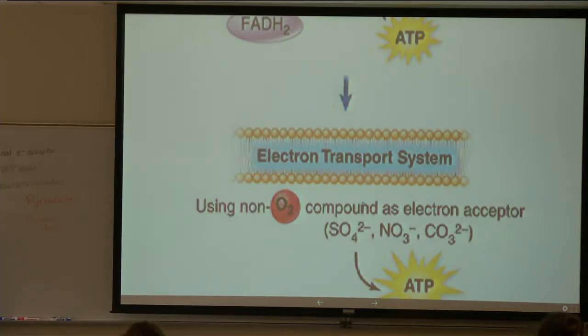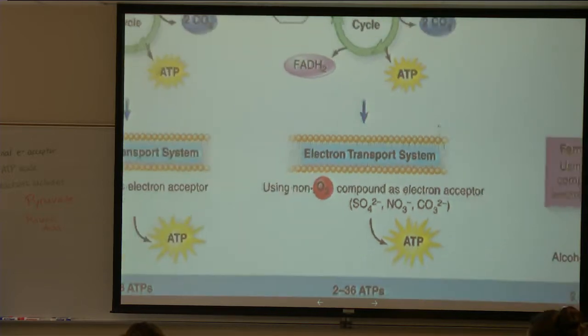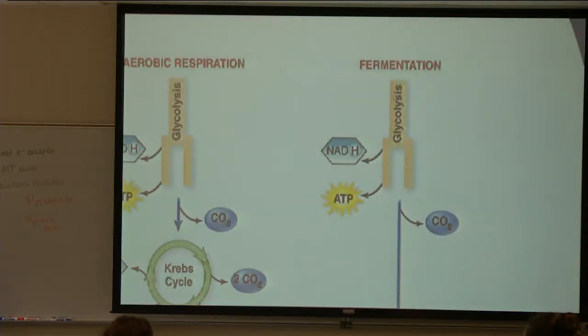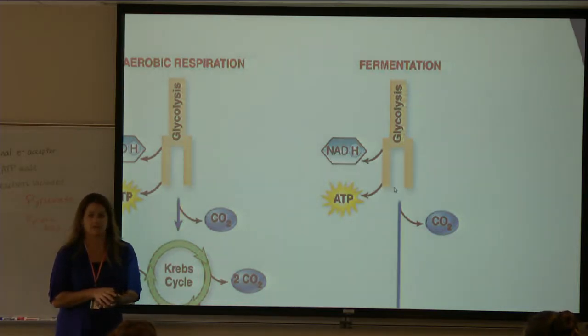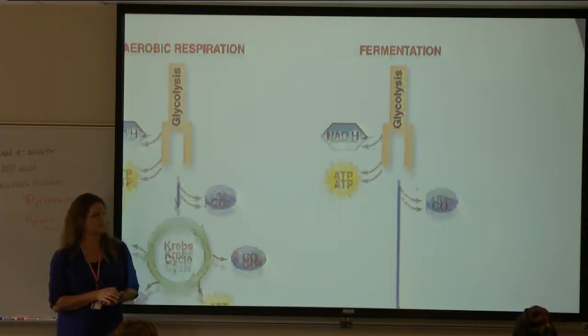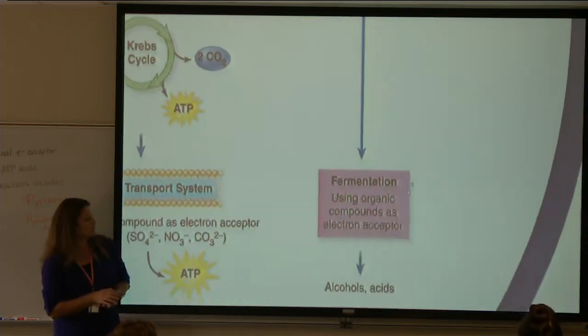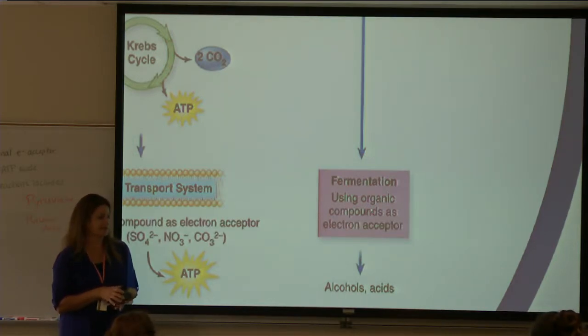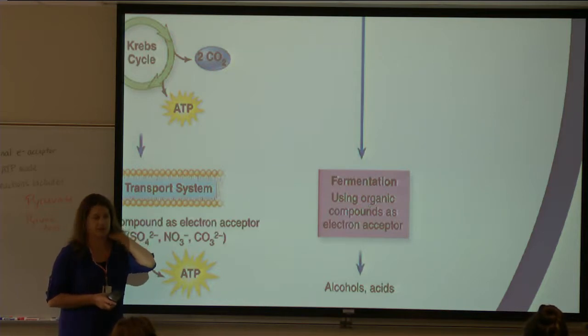Here's the thing, for fermentation, there is no Krebs cycle, there is no electron transport. You go straight from glycolysis right into fermentation. What is the product of glycolysis again? Pyruvate. Your final electron acceptor for fermentation is pyruvate. It says organic compounds, it's going to be pyruvate or pyruvic acid. Three carbon compound, it's organic.